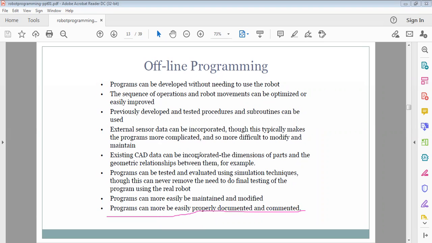So after reading these comments, one thing: what are the online programming drawbacks? What are the disadvantages we have faced? Such disadvantages are converted into advantages in offline programming.